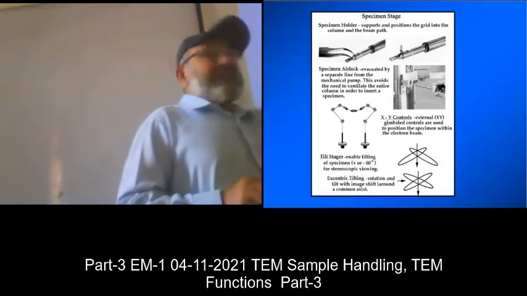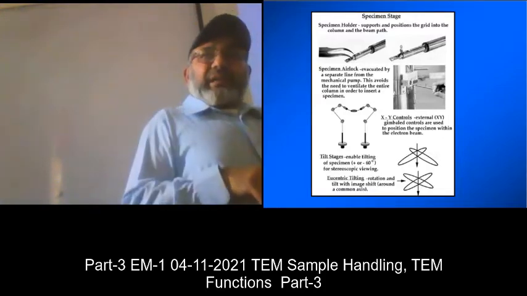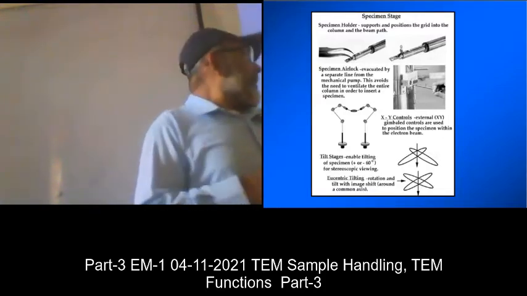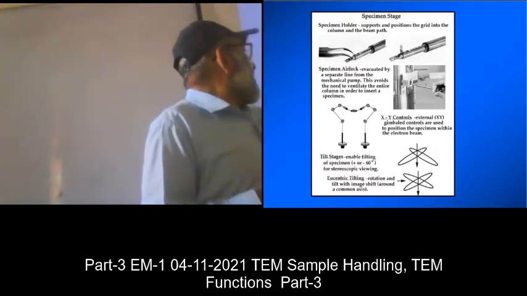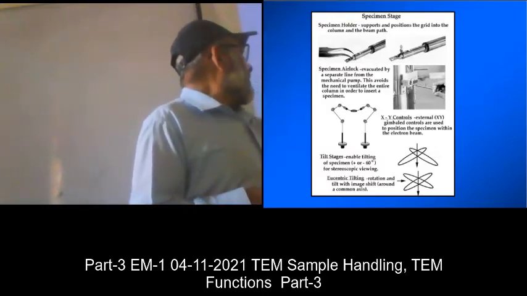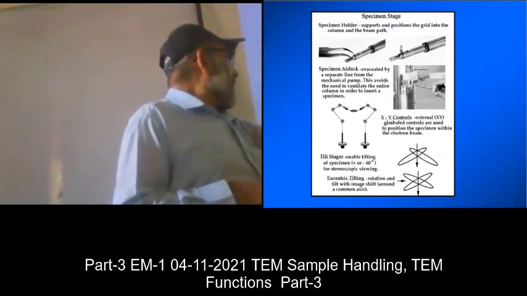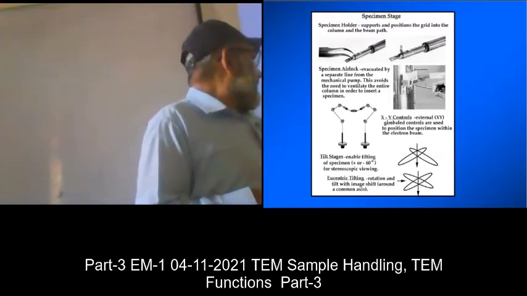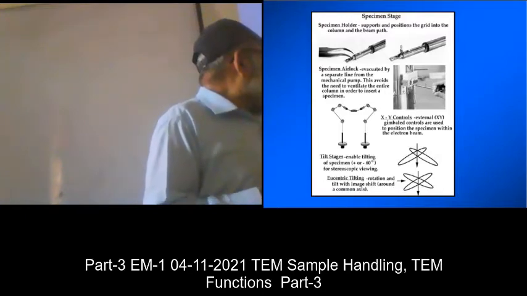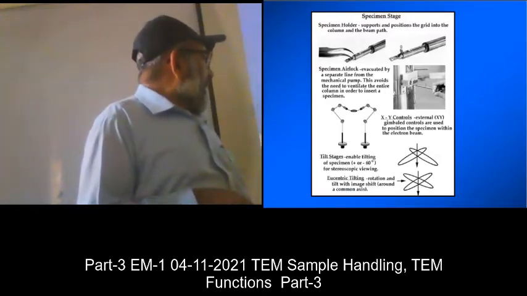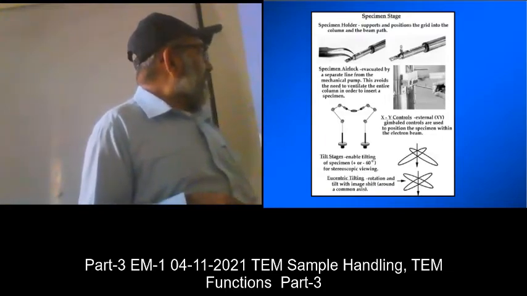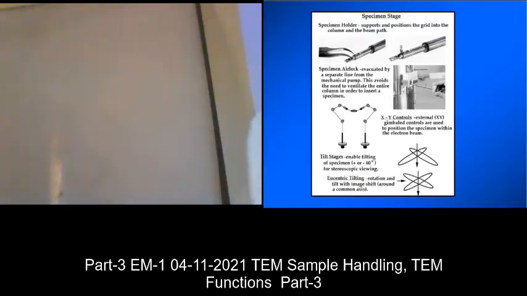So people are moving the sample around on the screen and bringing different regions of the sample into view by using these knobs. Tilt stages enable tilting of the specimen for stereoscopic viewing, eccentric tilting, rotation, and tilt with image shift around a common axis. And you see here, it is proper that it doesn't change the position. Here the position is changed with tilting, right?